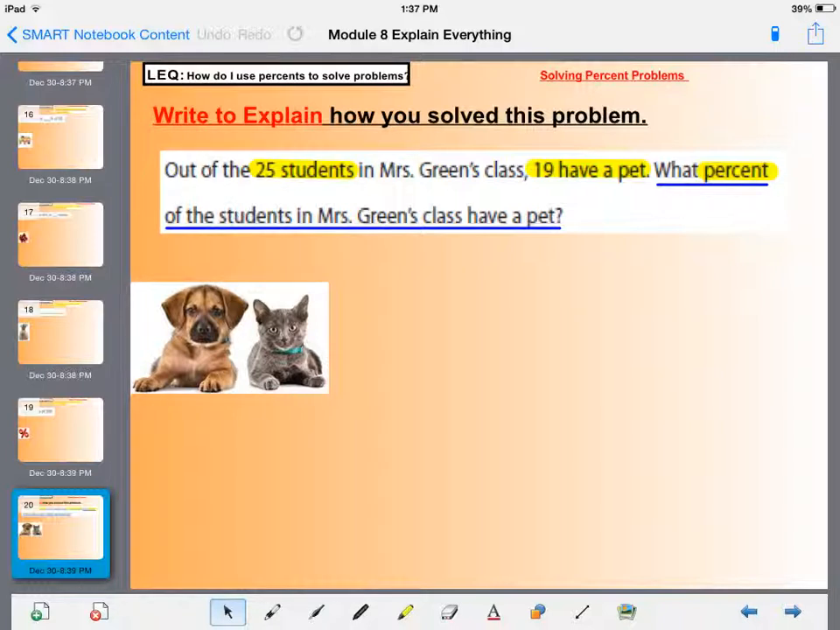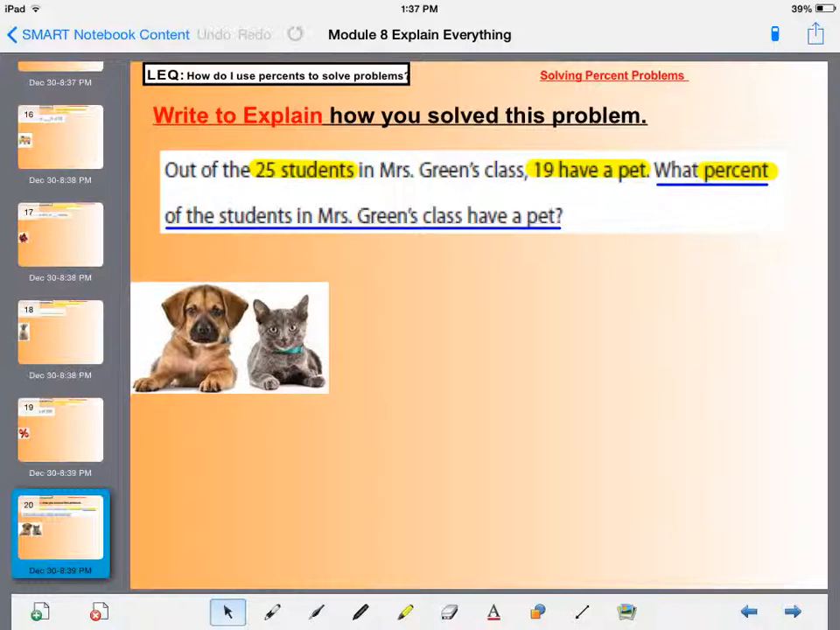I wanted to go over this problem with you guys once again because sometimes we tend to overthink problems. And for this one, we could, again, use the is over of formula, but we really don't need to. In this one, we have, out of the 25 students in Mrs. Green's class, 19 have a pet. What percent of the students in Mrs. Green's class have a pet?